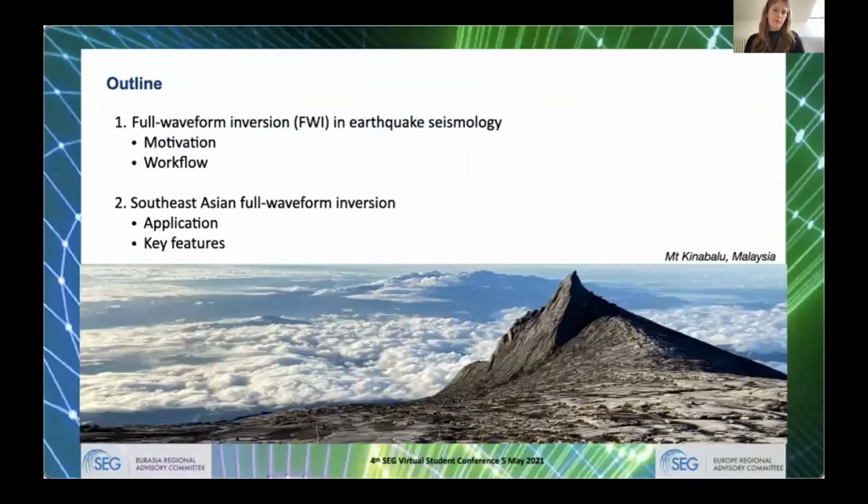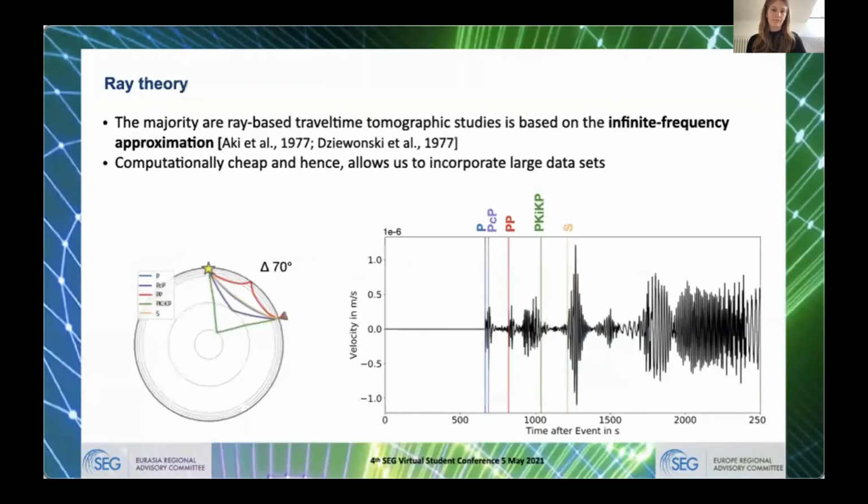Full waveform inversion, or FWI, has become a buzzword in the petroleum industry, but seems poorly understood outside a small group of people. So I'd first like to talk you through the motivation and the background of FWI in earthquake seismology. That is, we're using earthquakes as passive seismic sources to image the subsurface down to several tens or hundreds of kilometers. However, the concept is very similar to FWI in the exploration context. And then I'll continue with the application to Southeast Asia.